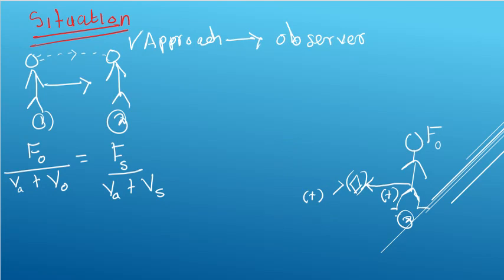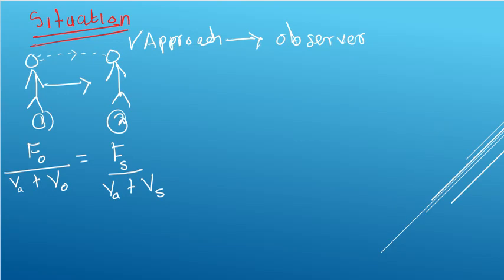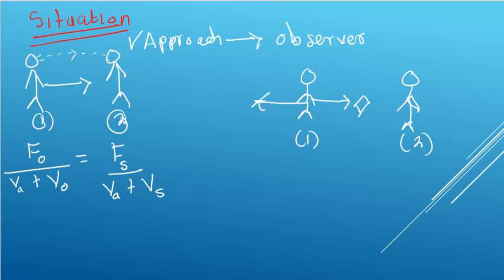Situation 2 is simply where you have object 1 moving away from object 2. So we have these two people here, person 1 and person 2. We imagine that what they have in common is a diamond in between. Now instead of this guy moving in this direction, this time around he moves in the opposite direction to person 1.